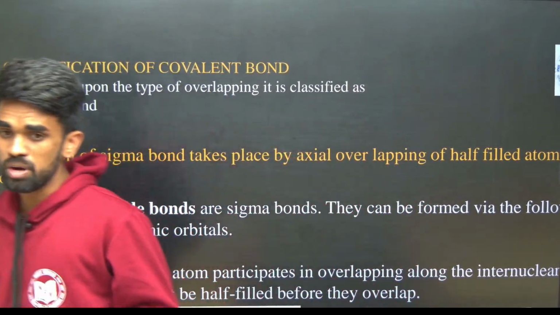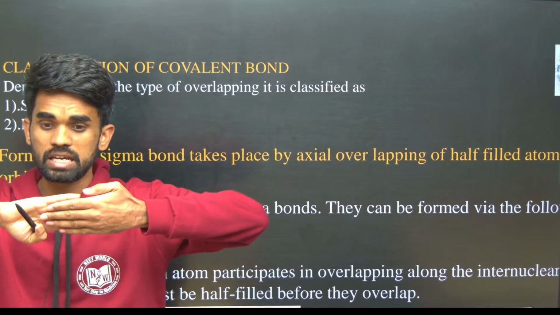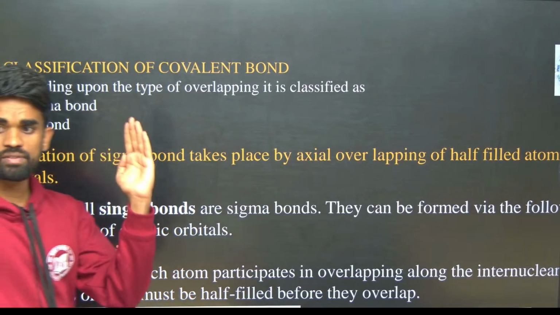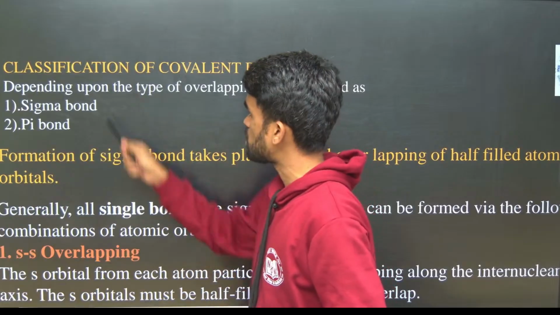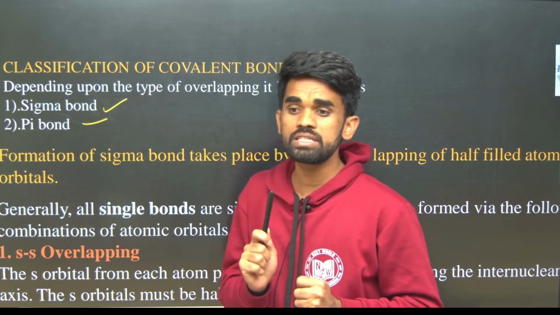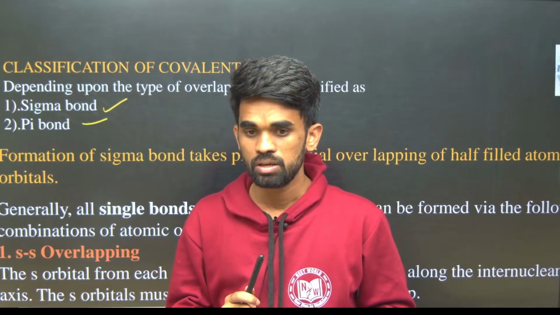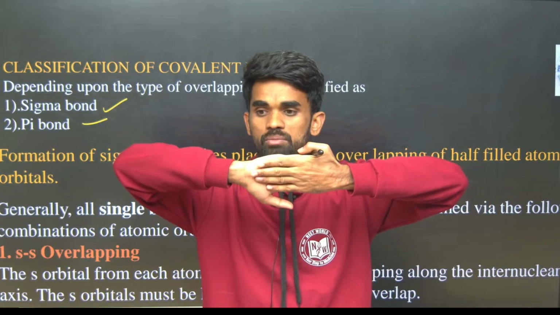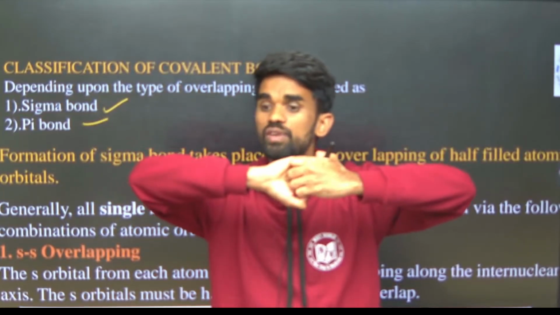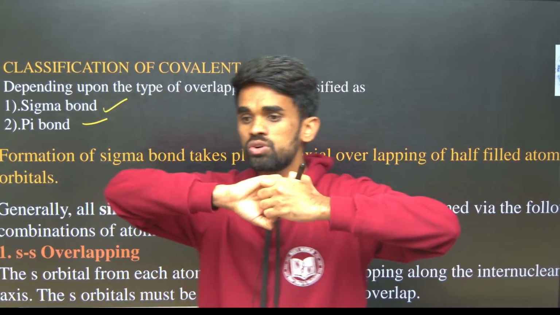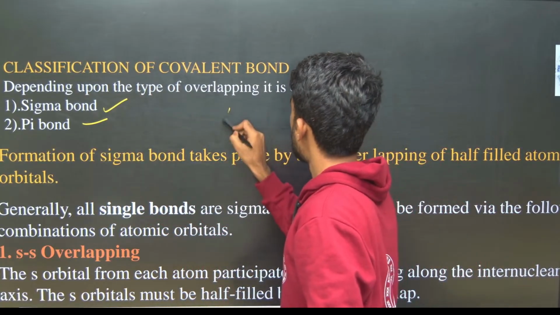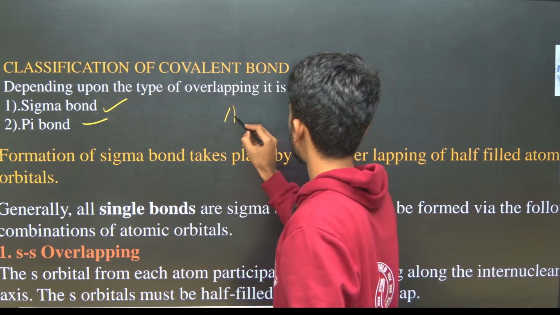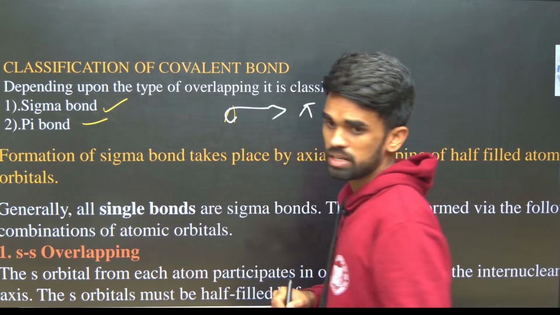Sigma bond. When head-on overlapping is taking place, sigma bond formation is taking place. And when sidewise overlapping happens, it gives a pi bond. So there are two types of bonds, but out of these two, which bond has more strength, sigma bond or pi bond? When head-on overlapping takes place in a sigma bond, it is very effective. That makes it have more strength. So a sigma bond is stronger than a pi bond.